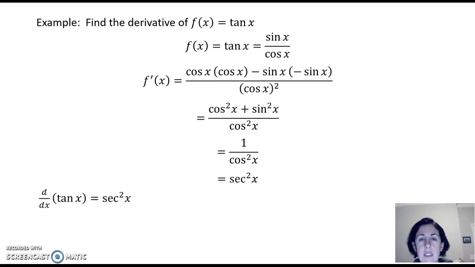Now you can do a very similar thing using the quotient rule for the cotangent, knowing that the cotangent is cosine over sine, and you'll get that the derivative of the cotangent of x is negative cosecant squared of x.